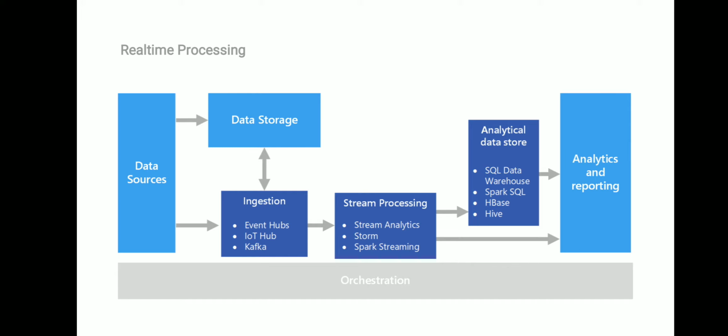From the architecture perspective, there are four different components: the real-time message ingestion, stream processing, analytical data store, and analysis and reporting. So, real-time message ingestion: your architecture must include a way to capture and store real-time messages to be consumed by the stream processing consumer.